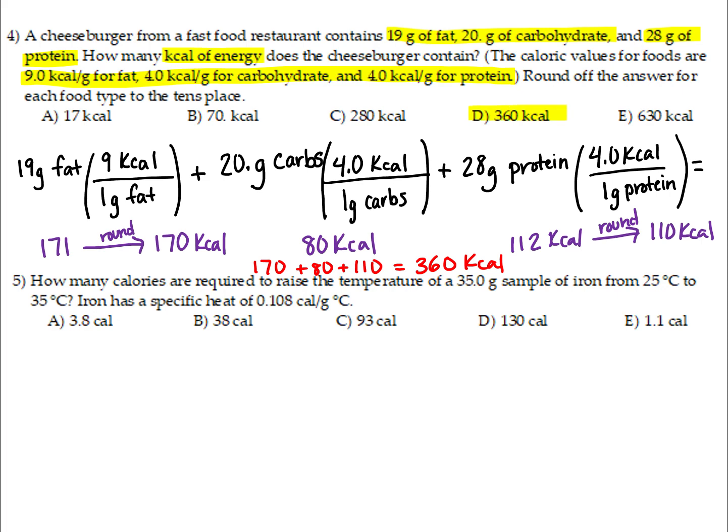With these questions, it will usually tell you to round your answer off to the tens place. So don't ignore that part. And just to show you the units. So you're canceling grams, and you're ending up with kcals for each one of these. Remember that calories are energy. You could also have joules.